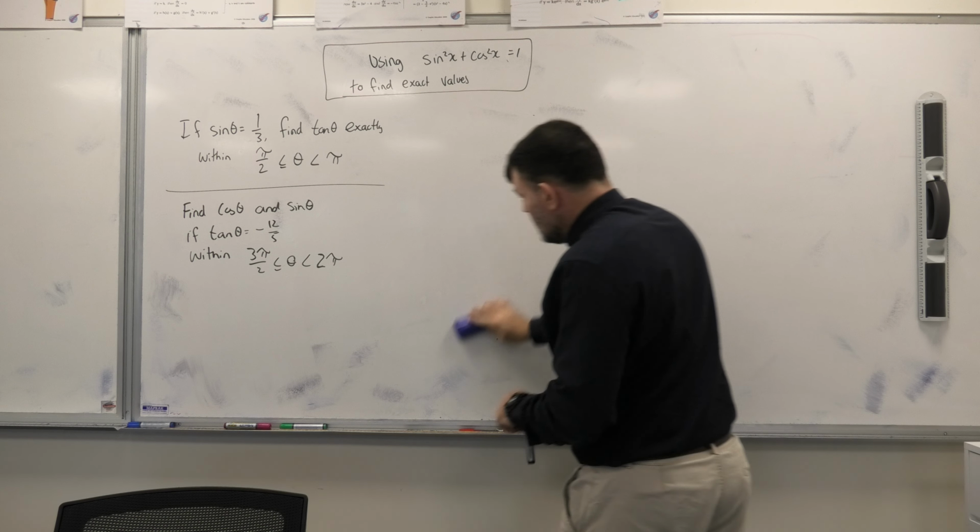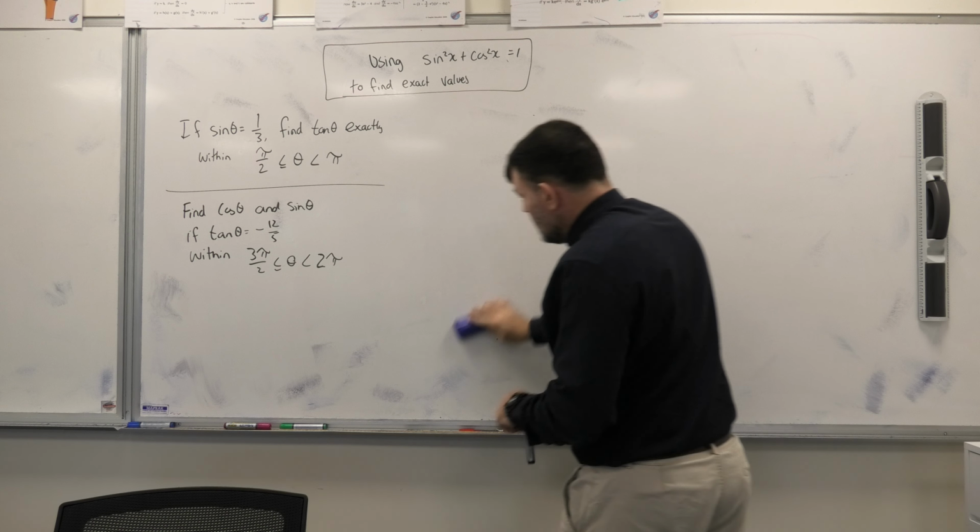So the second example, it says, well, we want you to find cosine and sine theta if tan theta is equal to negative 12/5, and we want it now within the range of 3 pi on 2 and 2 pi. So if we look at this question here first, the first thing we're going to do is, well, we need to work out tan theta, that's equal to sine theta over cosine theta.